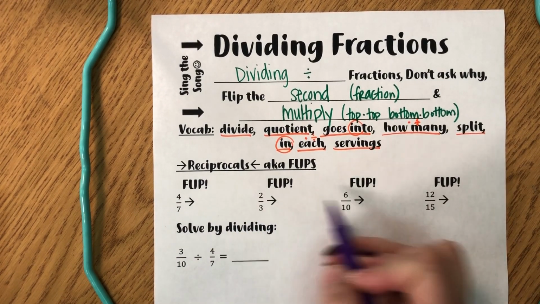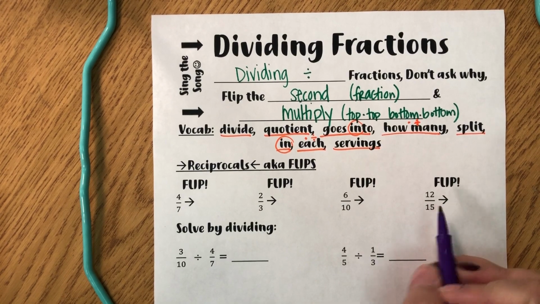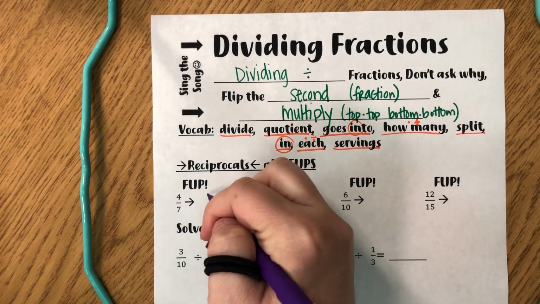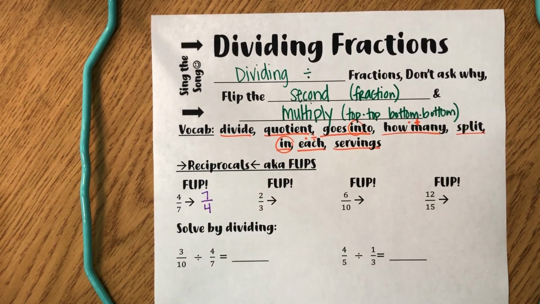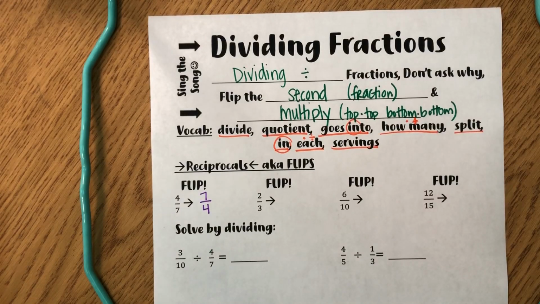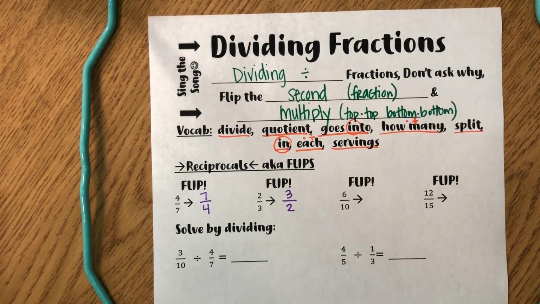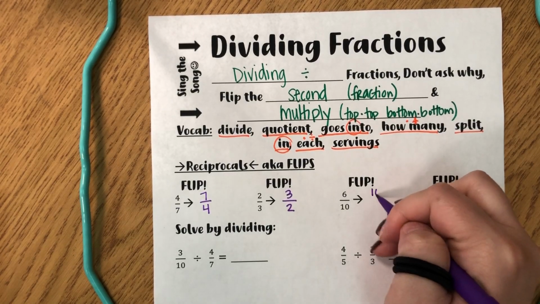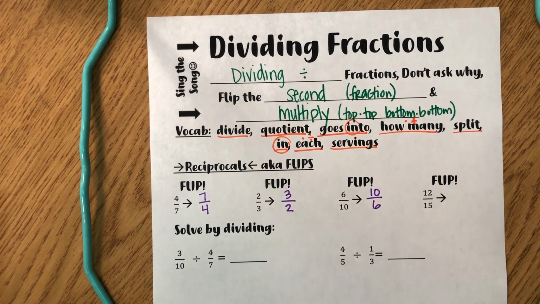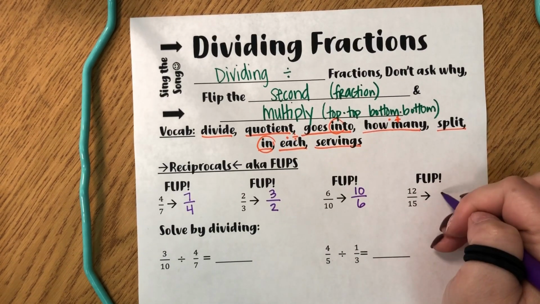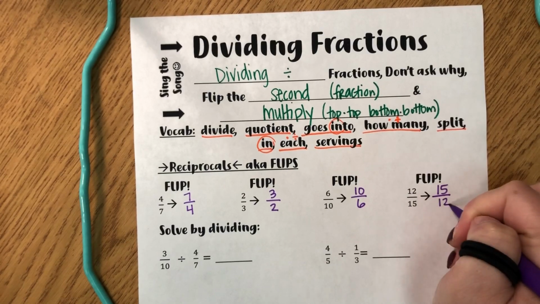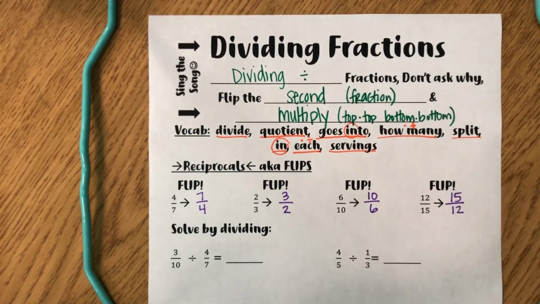We're going to create the reciprocals for these four fractions. The reciprocal of 4/7 would just be 7/4. The reciprocal for 2/3 would be 3/2. The reciprocal for 6/10 would be 10/6. And the reciprocal for 12/15 would just be 15/12. All I'm doing is taking the fraction and flipping it over, and that is called a reciprocal. That's a fancy math word that just means flip that fraction over.